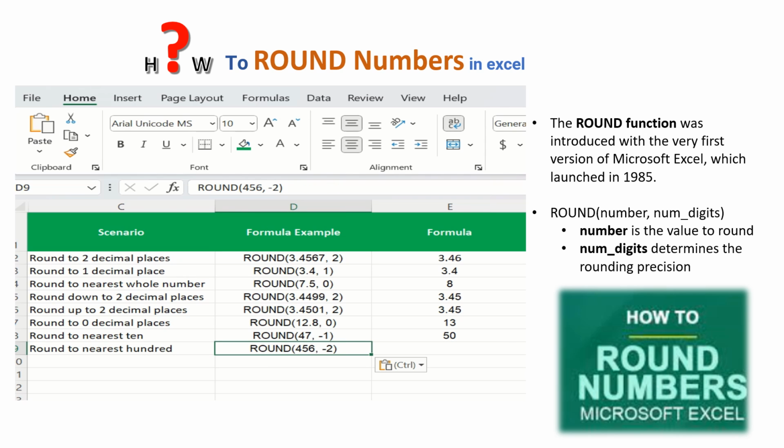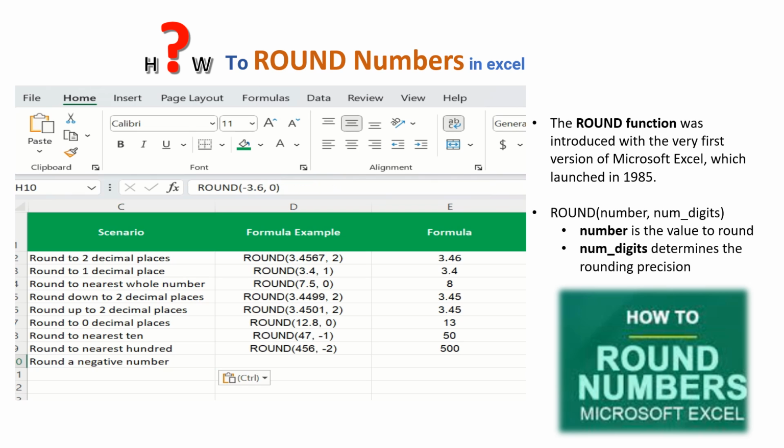Round to nearest 100. Okay. So nearest 100 में करते हैं तो इसमें क्या हो जाएगी nearest 100 में value. So अगर आपने -1 दिया होता तो it would have shown you 460, but since आपने -2 दिया है, it will convert it to 500. Okay.